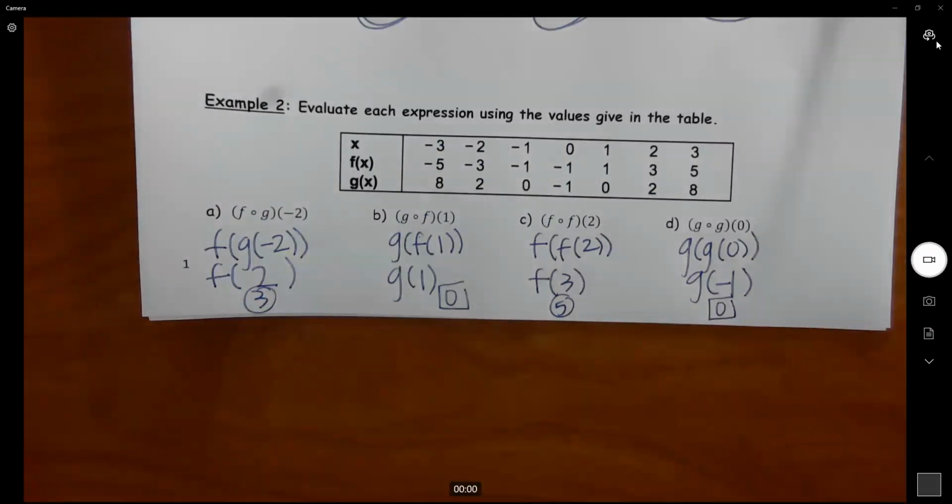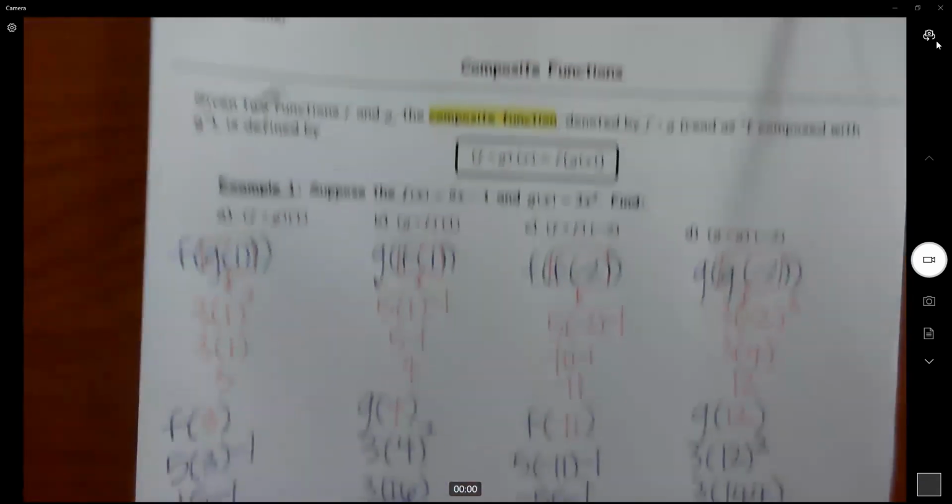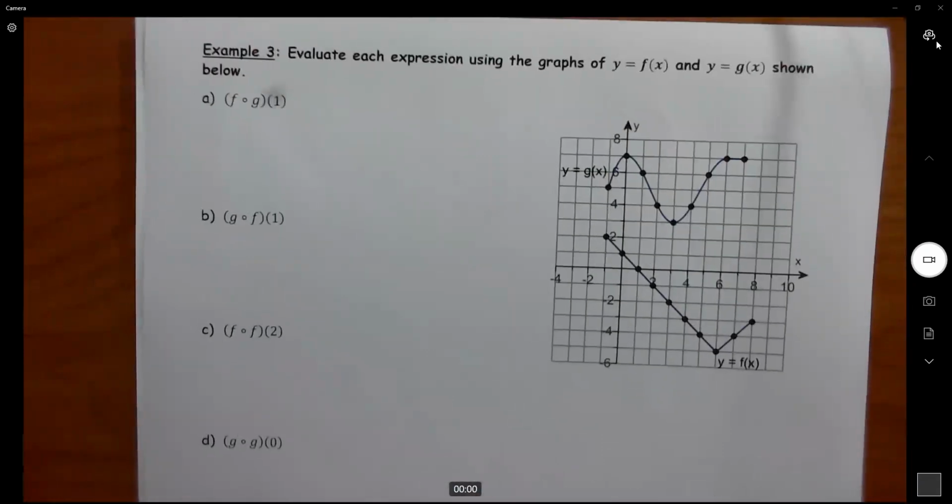Okay, so that's how you use a table. We don't have the function there. We just know what f of x equals and what g of x equals, depending on what my x is. Likewise, we can do the same thing if we are given the graph of our functions.